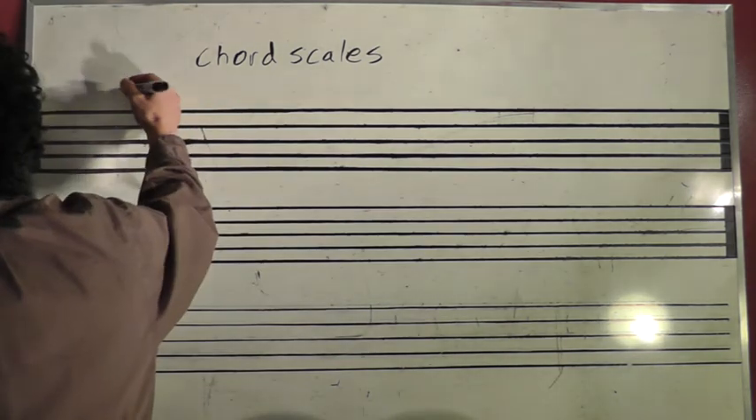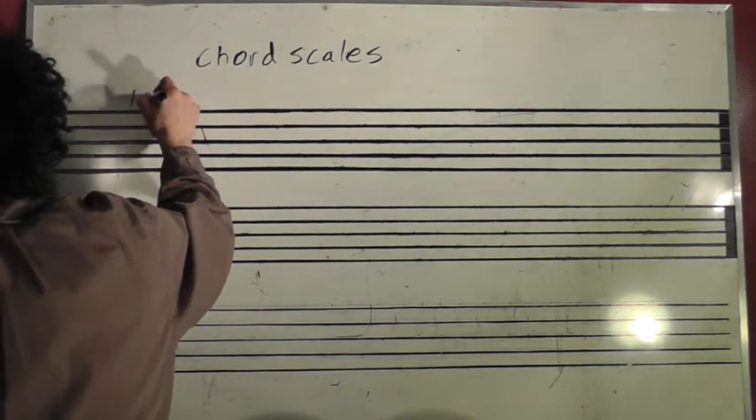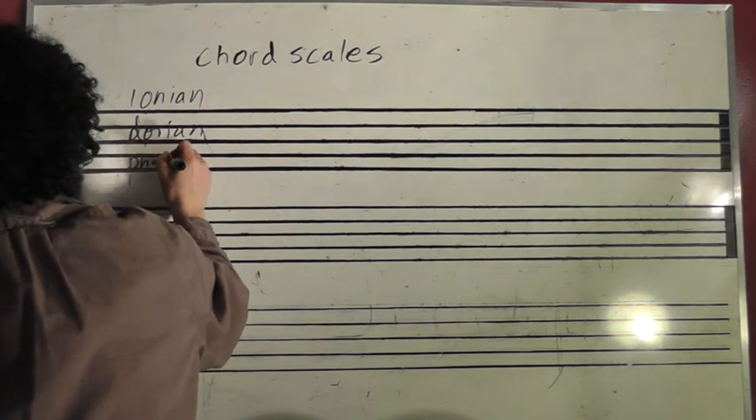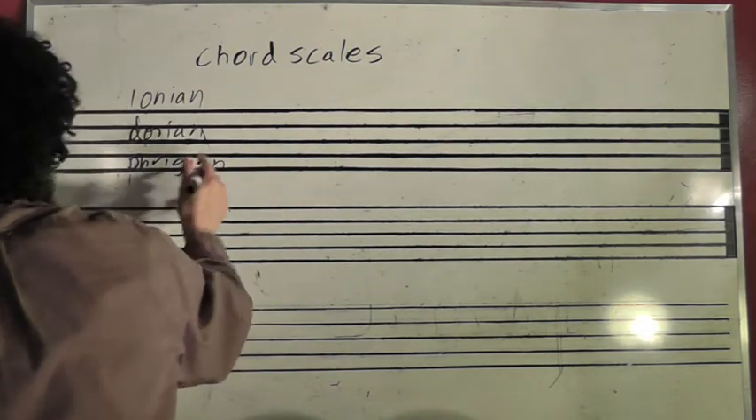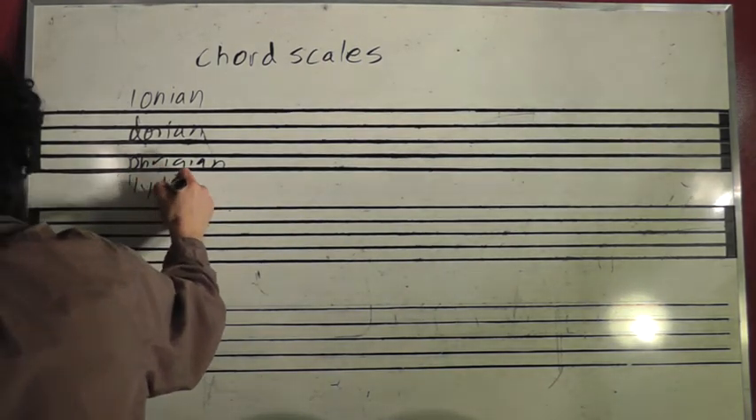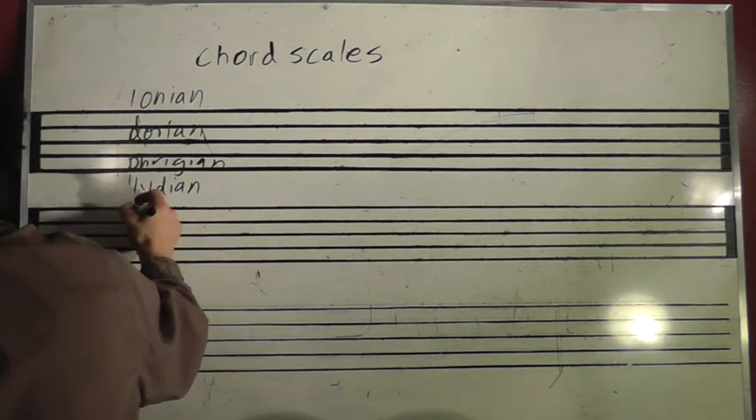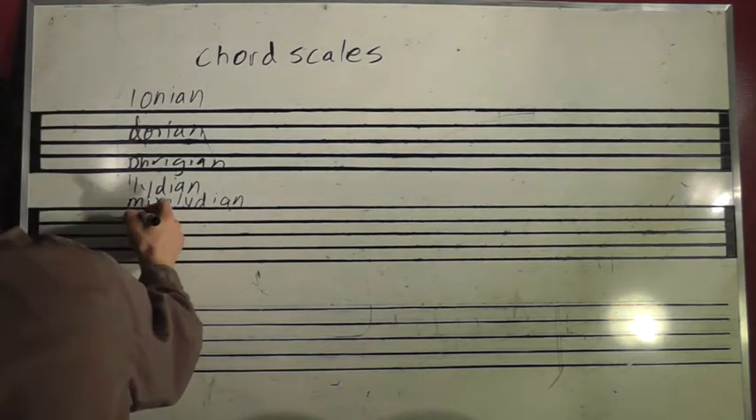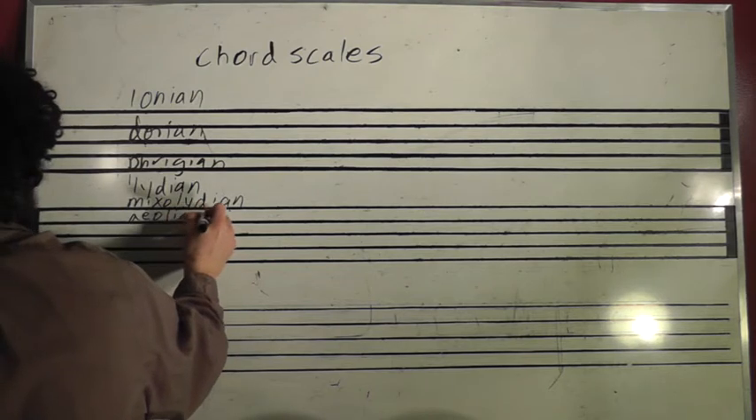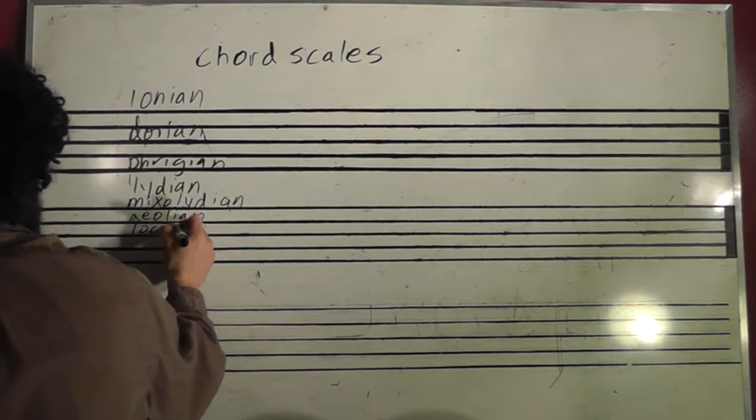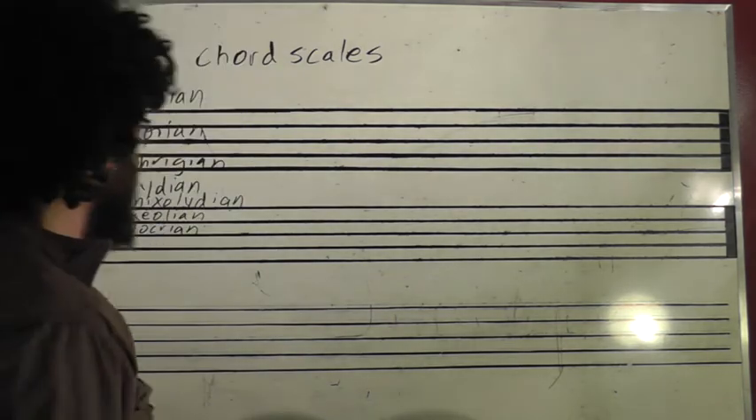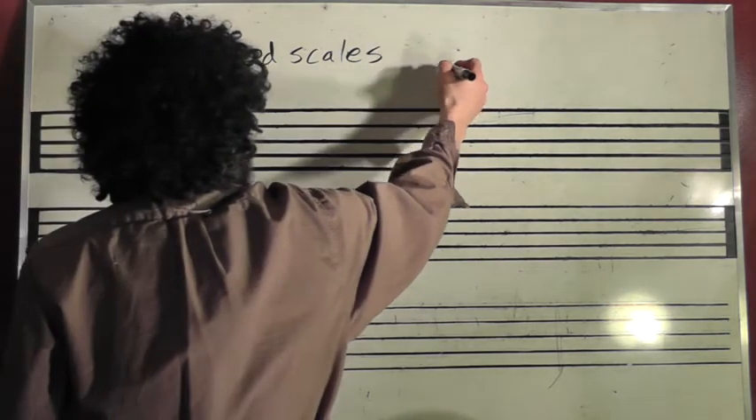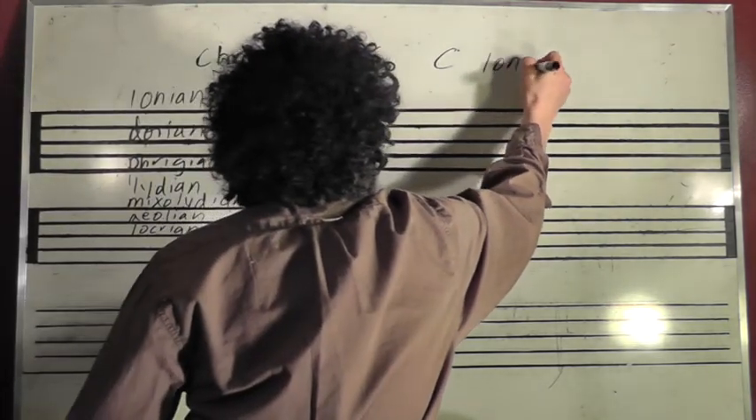Hopefully you already know your modes: Ionian, Dorian, Phrygian, and we've talked about this in other videos. Lydian, Mixolydian, Aeolian, and Locrian. And we're just going to do a few of them today. We'll start on C. So we're going to just talk about C Ionian.